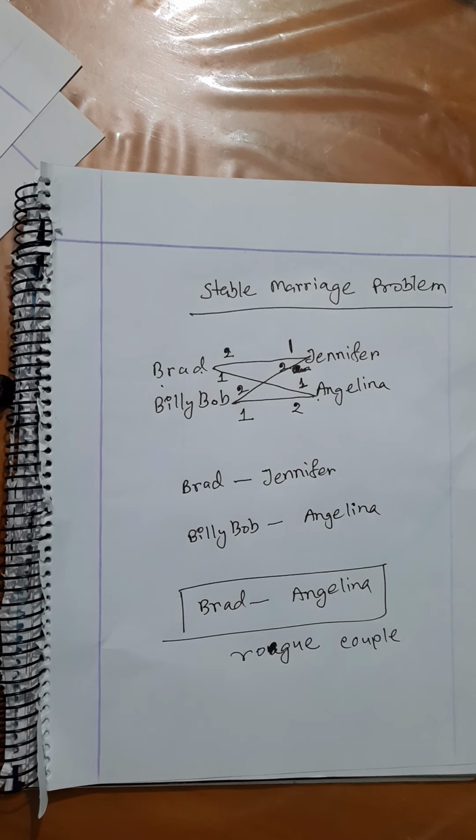So the stable marriage problem is to find a suitable matching so that there is no chance of any rogue couple happening. That is going to be our problem. So we will find an algorithm to find such matchings. Okay, so let's continue.